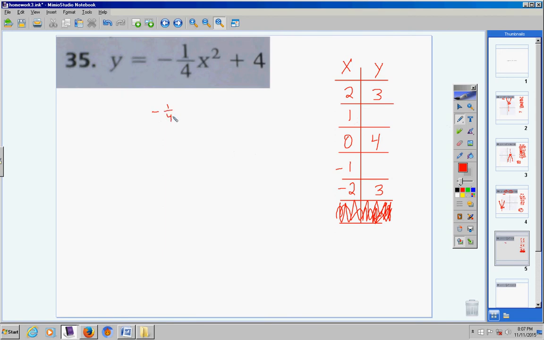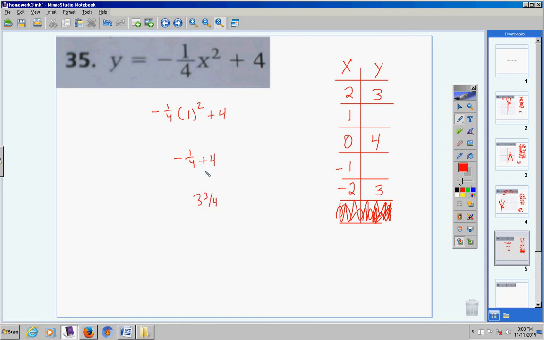Next I'm going to substitute 1 in for x. Negative 1/4, parentheses 1 squared, positive 4. Now, simplify your exponents first. 1 squared is 1. So I have negative 1/4 times 1. Anything times 1 is just itself. So 1 times 1 is 1. Negative 1/4 times 1 is just negative 1/4. And then positive 4.